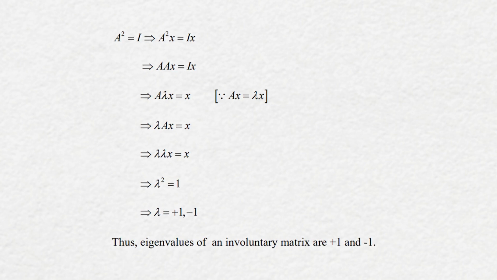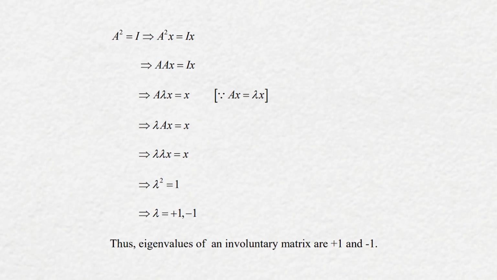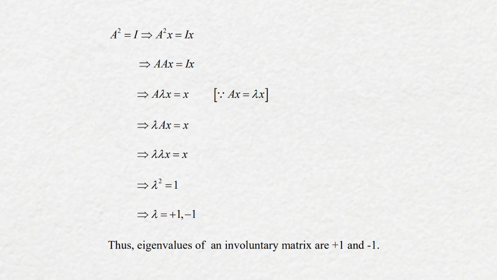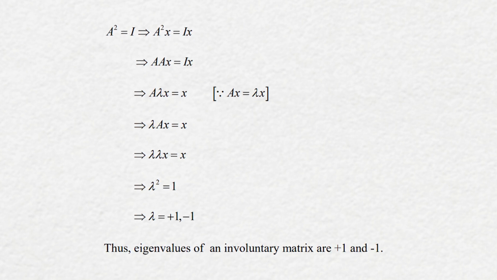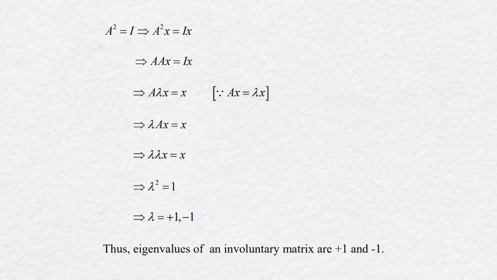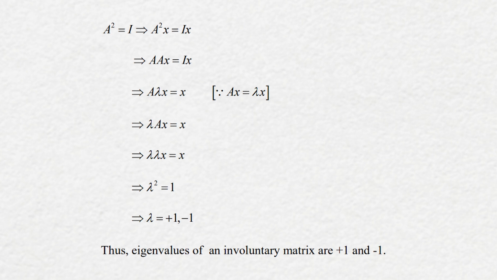Again we can rearrange the term; lambda is a scalar, therefore lambda Ax equals x. Instead of Ax again supply lambda x, therefore lambda square x equals x. So, this is true for every x, therefore lambda square equals 1. So, lambda square equals 1 means lambda equals plus or minus 1. That is, the eigenvalues of an involutory matrix are plus or minus 1.